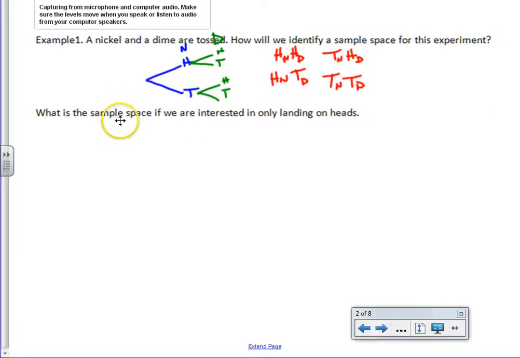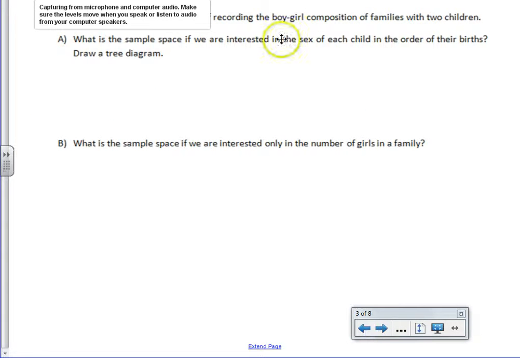Then the question is, what is the sample space if we are only interested in landing on heads? When I look at my 4 outcomes, the sample space, meaning how many times did something land on heads? There's either 0 in this case, or there could be 1 heads landing, or there could be 2 in this case. Kind of weird notation. We'll get used to it.